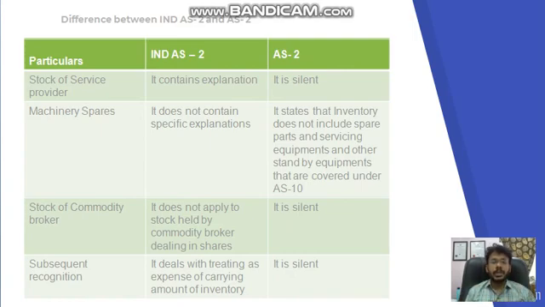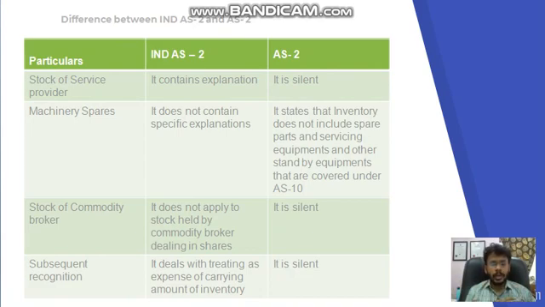The second one is machinery spares. Friends, AS 2 was very specific in regard to this. It does not include any spare parts or servicing equipment of a machinery. Now this was classified as per AS 10 because AS 10 was very specific on this. Any spare part or inventory which was a part of machinery was always classified under AS 10 and was not a part of AS 2. However, there is no such explanation given in IND AS 2. Machinery spares still continue to be classified as a part of AS 10.